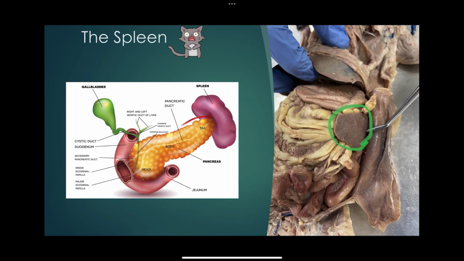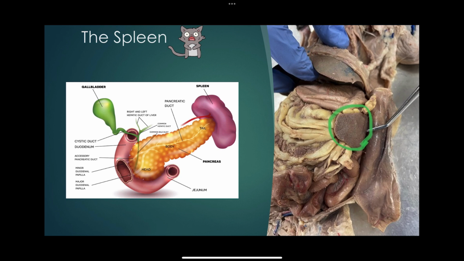The next organ is going to be the spleen. It's another abdominal organ that is very important because it filters and also recycles old red blood cells. The function is very important because if we were to have damaged red blood cells circulating the body, it could cause a lot of diseases.